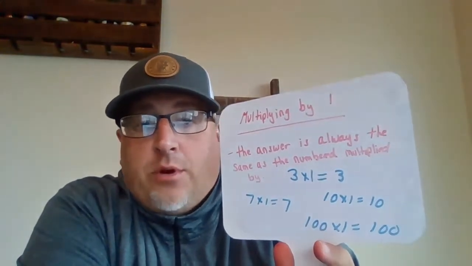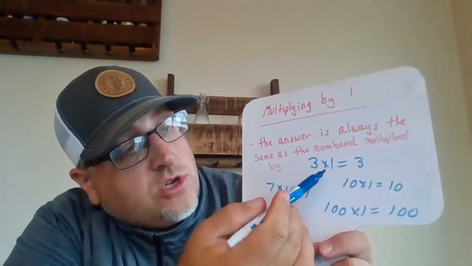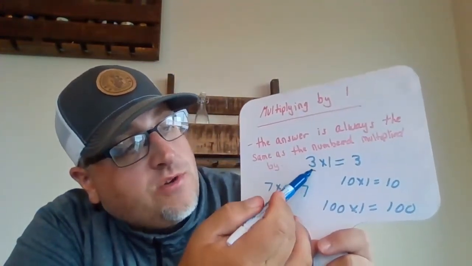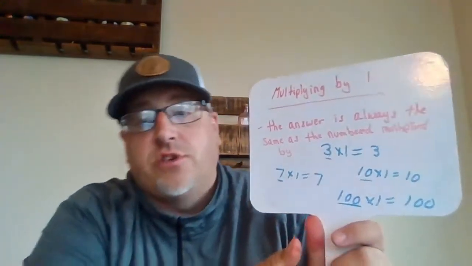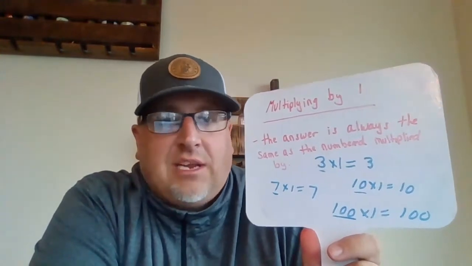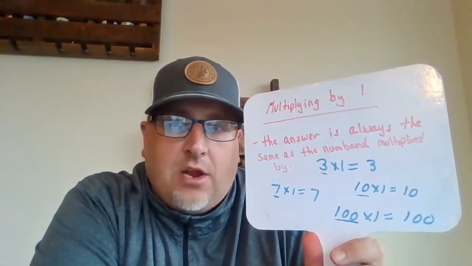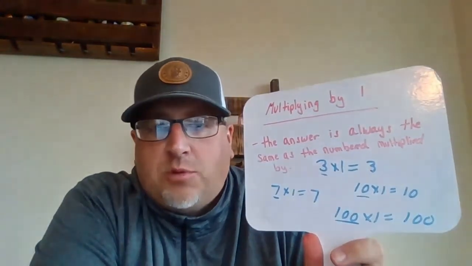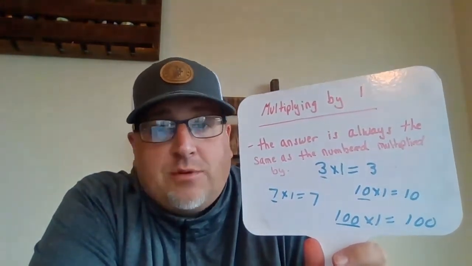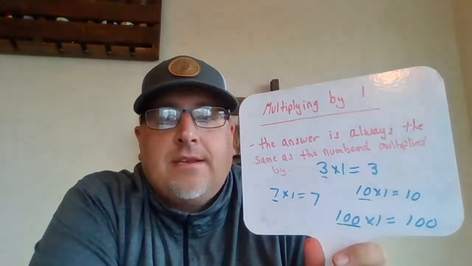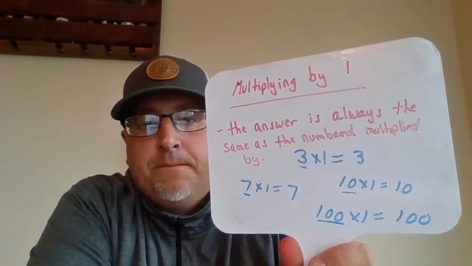Whatever the number is that you are multiplying is your answer. So whatever you're multiplying times 1, there's your answer. Here it's 3, 7, 10, and 100. If you see that times 1, simple. You should get this question right all the time. All we have to do is look over there, check out that number, and put that in as our answer. 3 times 1 is 3, 7 times 1 is 7, 10 times 1 is 10, and 100 times 1 is 100. Simple. That's multiplying by 1.